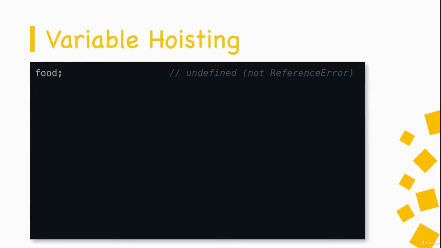But if we actually declare the variable in a later part of the script, so for example, if we eventually declare that variable food, and even assign it a value, in this case eggs, then the first statement where we try to access the value of food won't return a reference error. It'll actually return undefined. And if we try to access the value of the variable after we've declared and assigned it, then it'll give out the correct value, eggs.